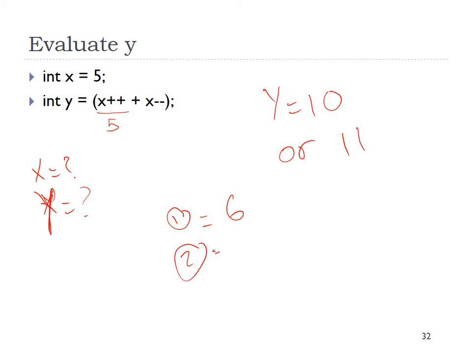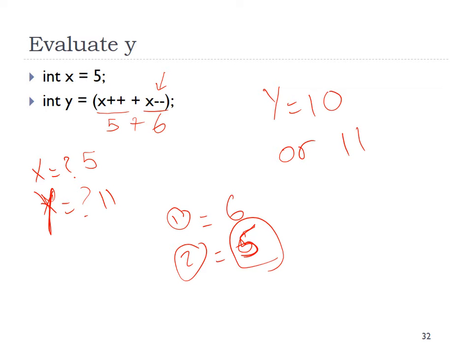Now let's go to the second expression. Here, x is 6 because I incremented it, right? I'm returning the old value, which is 6, and then I'm decrementing x to 5. So what do you end up with? 5 plus 6, which is 11, and the value of x after this line executes is 5. So 5, 11. You got it?